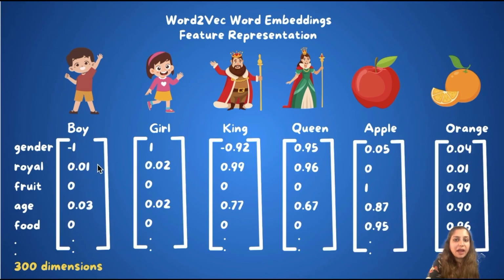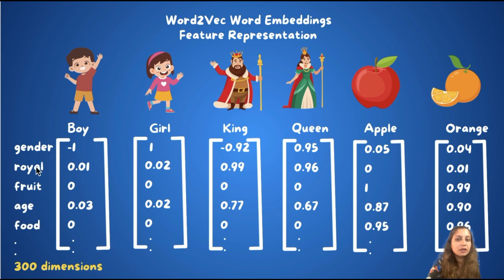Now let's look at the vector values here. I'm just filling out values here for the sake of explaining in the example, but usually these values are filled out by a trained Word2Vec model, a neural network model, which is trained on a very large corpus. So say suppose we are filling out the feature representation for boy. Now boy, for gender, takes the value -1. Then girl will take the value 1 for gender. Same way for king, the value would be somewhat -0.92, and for queen, it would be just the opposite, 0.95. Apple and orange do not have a relation to gender, so their values will be very close to 0.